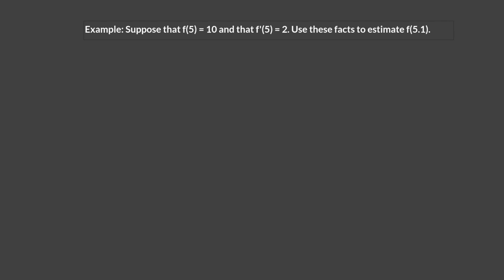So the formula we're going to be using says that for a function, f of a plus h is approximately equal to f of a plus f prime of a times h. So for this particular problem, we're told information about f of 5 and f prime of 5, which tells us that a is equal to 5. That's the first bit of info we have.